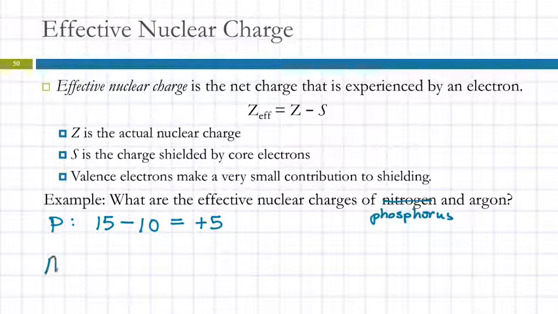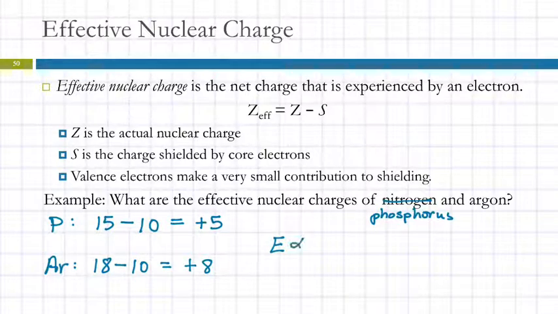Let's do argon. Argon has 18 protons, right? 18 protons, 18 electrons. How many valence electrons does argon have? 8, right? 8 valence electrons, and the same number of core electrons, 10, right? 18 minus 10 is +8. So the valence electrons in phosphorus see a +5 charge. The valence electrons in argon see a +8 charge. +8 is more attractive.